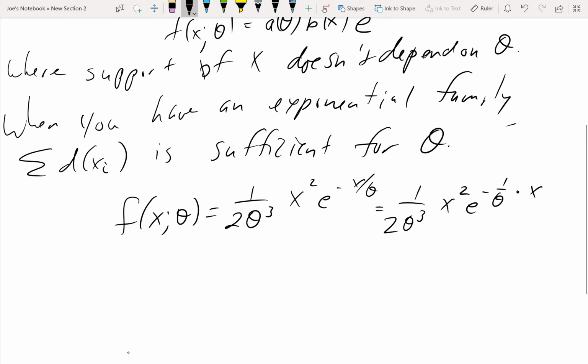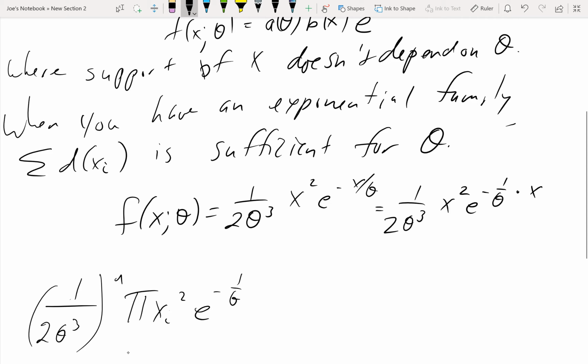If we did that last time, we did 1 over 2 theta cubed, and that'd be to the nth power. We would have the product of your x sub i squareds, and then you would have e to the minus 1 over theta times the sum of the x sub i's. If I did that right.